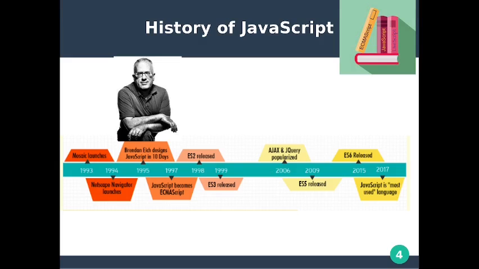We can create active websites using Ajax and also jQuery. Then ECMAScript 5 was released, and in 2015 ECMAScript 6 was released. From 2017 onwards, JavaScript became the most useful language for client-side as well as server-side developing. You have to note this history.